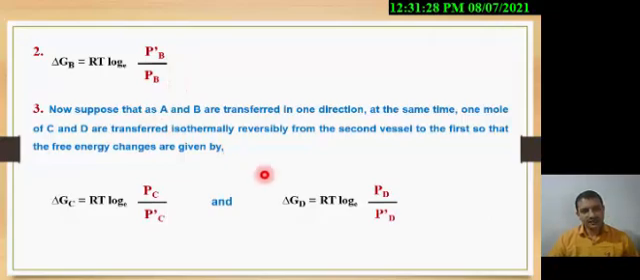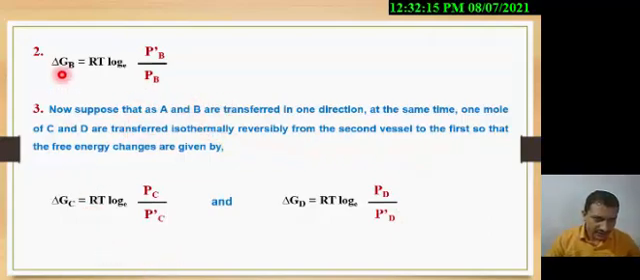Now suppose that A and B are transferred in one direction. At the same time 1 mole each of C and D are transferred isothermally and reversibly from the second vessel to the first vessel, so that the free energy changes are given by delta Gc is equal to RT log base e Pc upon P dash C, and delta Gd is equal to RT log base e Pd upon P dash D. At the same time C and D are transferred in the direction opposite to that of A and B.